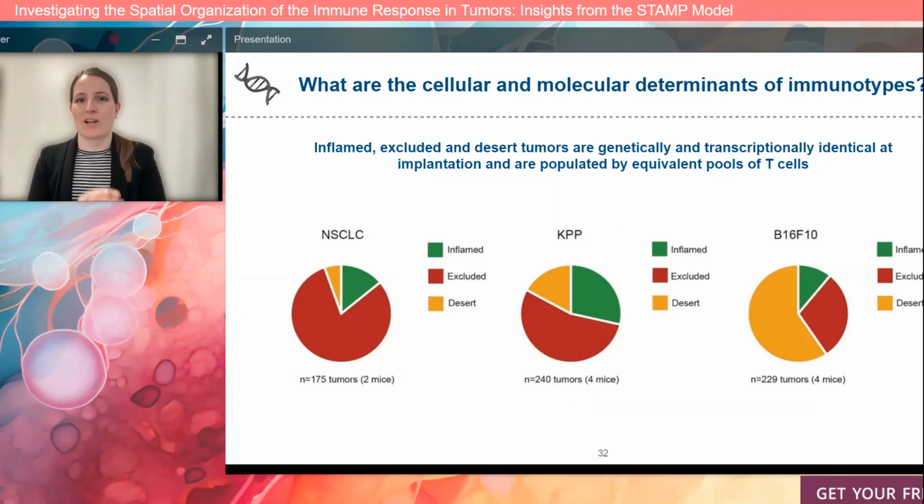And so to clarify, we're not suggesting that the genetic and transcriptional context of a tumor cell line is incapable of regulating immunotype, but there's an additional layer of regulation at the level of the microenvironment. So here what I'm showing is 3 different cell lines we implanted with STAMP, a non-small cell lung cancer line, our workhorse KPP line, and the B16F10 melanoma. And you can see that these different cell lines have different propensities towards one immunotype or another. However, all 3 are capable of generating all 3 different immunotypes, suggesting that the regulation of immunotype at the level of a tumor microenvironment is separate from the transcriptional and genetic context of the cell line itself.